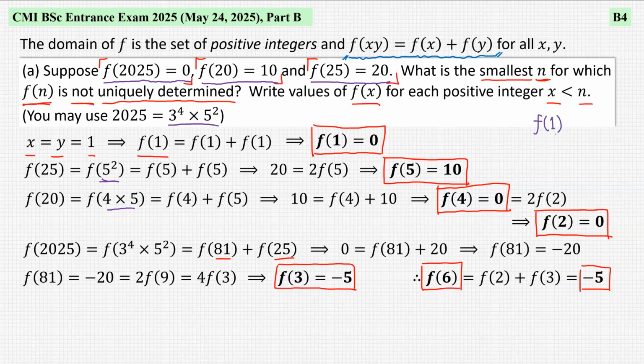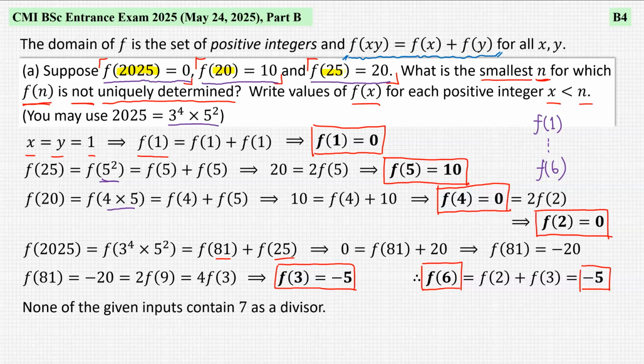So far, we have obtained every value from f(1) to f(6). As for the value of f(7) though, notice that none of the elements given as the input of the function contains 7 as a divisor. This means that f(7) can have arbitrary values. Hence, the minimum value of n where f(n) is not uniquely determined is 7.